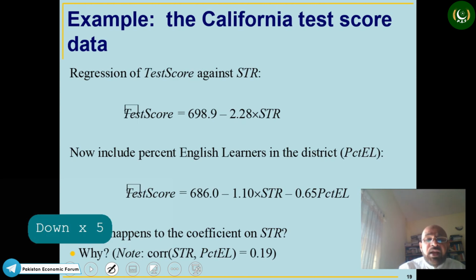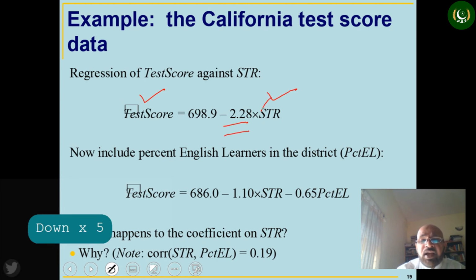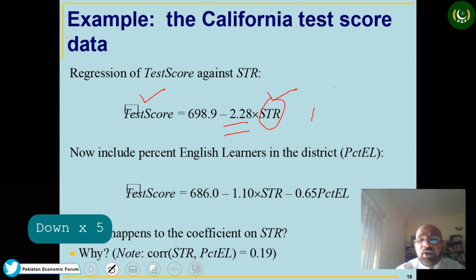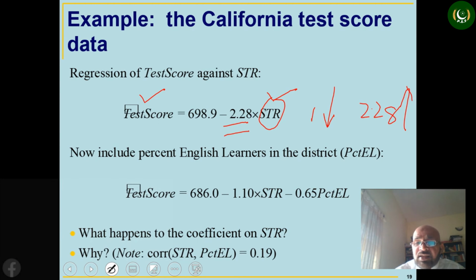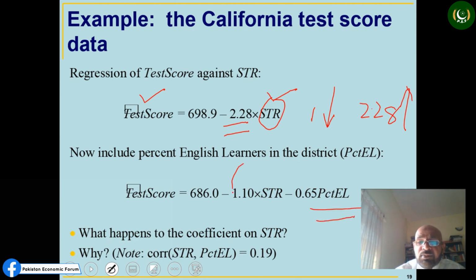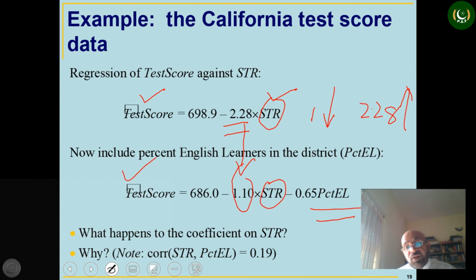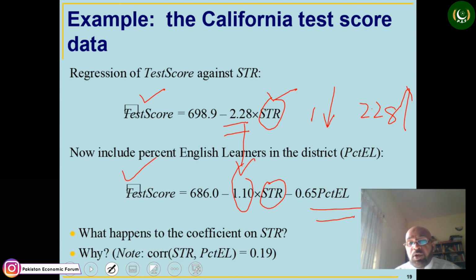So if we regress test score on student teacher ratio, we say that a class size reduction by 1 unit improves test score by 2.28 units. But when we include percentage English learner, there is more than a 100% decrease in the effect of student teacher ratio on test score. Therefore, we have to be careful.